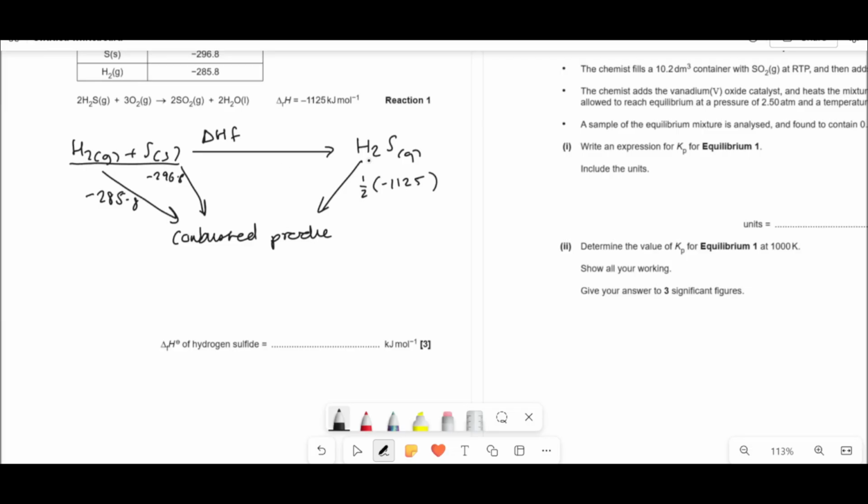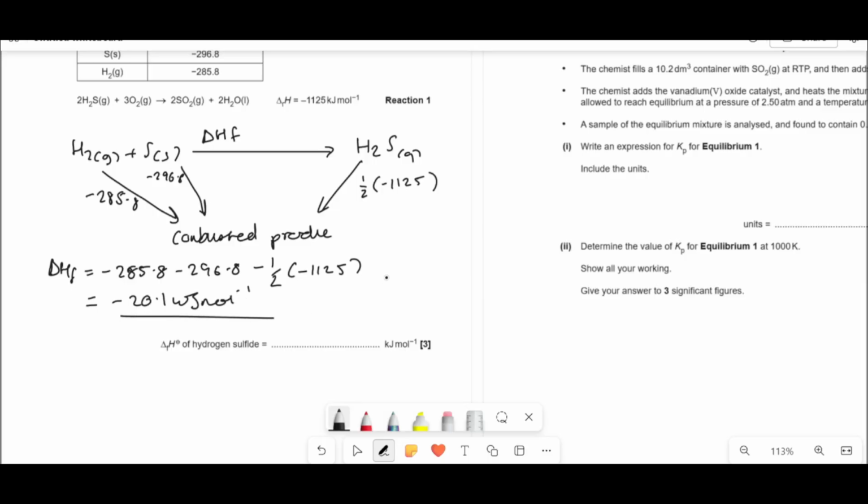Now Hess's law says that as long as you start and you finish at the same point, the enthalpy change will be the same. So that means as long as I start here and finish here, no matter what route I take, it'll be the same. So I could go down here and then back up here, and it will equal this. So you would write that: delta H of formation equals, and then go down, and when you follow the arrow, you put the same sign. So minus 285.8 minus 296.8, and then here we're going against it. So minus a half and then minus 1125, or alternatively you could do plus a half 1125 or whatever you want. Now if we do that, we should end up getting minus 20.1 kilojoules per mole. If you do it like this, you'll never get it wrong ever, unless you write it wrong in your calculator or something.